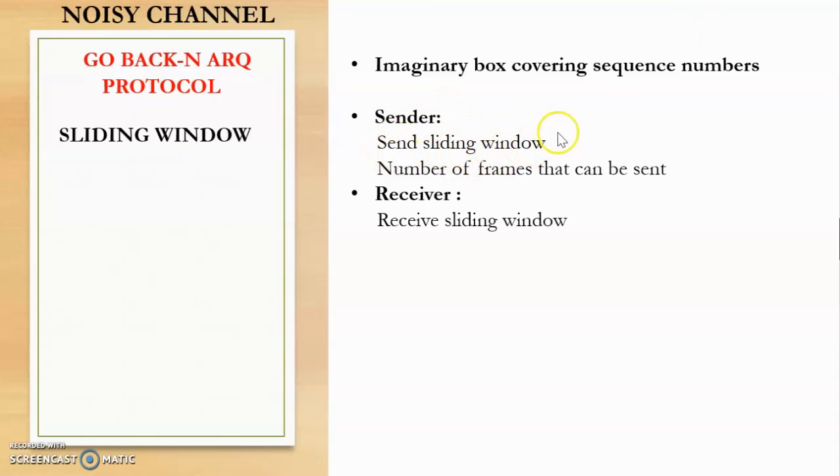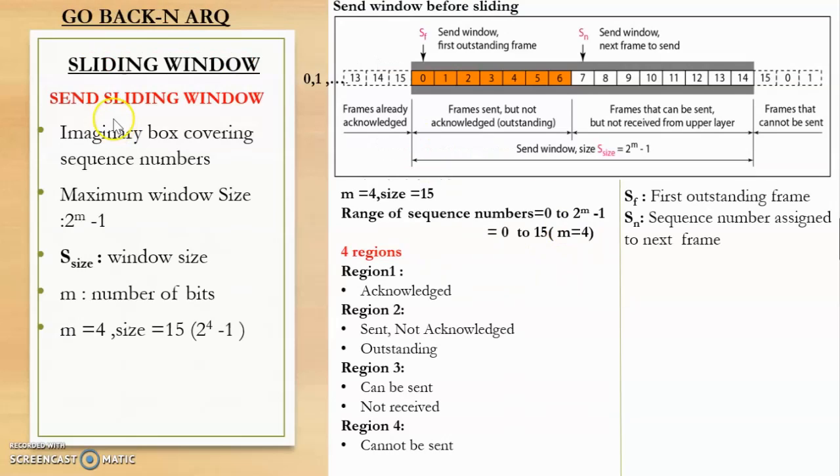So this send sliding window will define the number of frames that can be sent before waiting for an acknowledgement. Similarly, at the receiver side, the receiver will have a receive sliding window. So next we will discuss send sliding window and receive sliding window in detail. So let us discuss send sliding window.